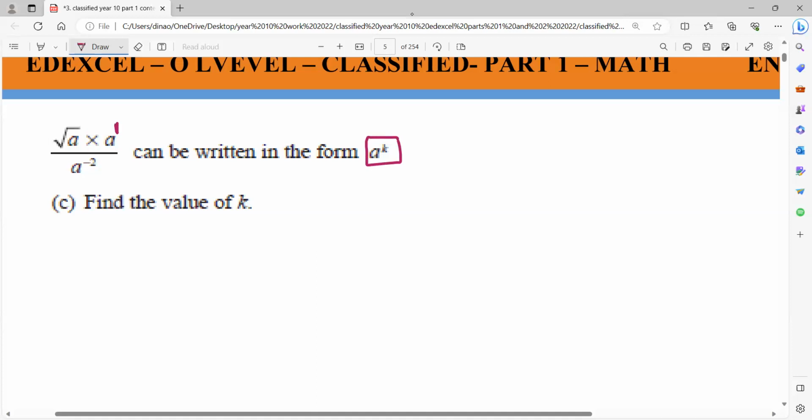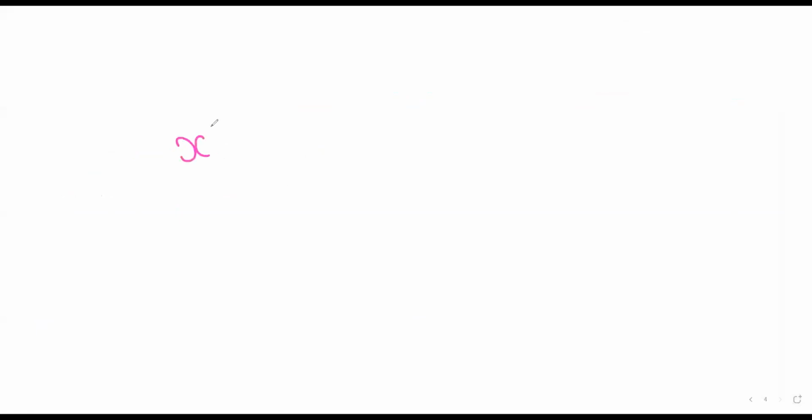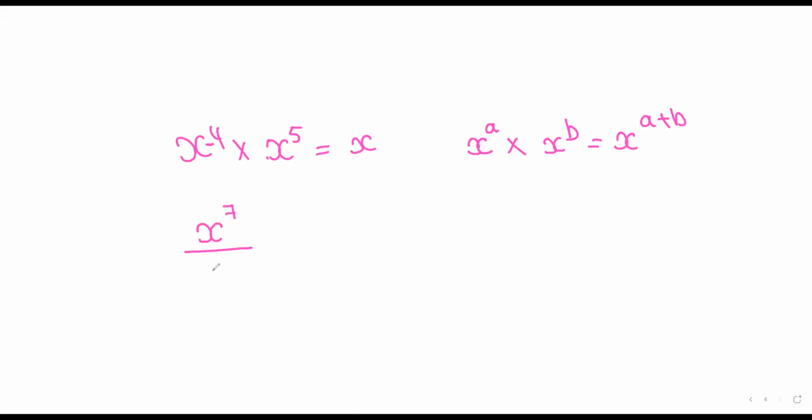Let me remind you of the basic operations that you definitely know. When we multiply, we add the powers, even if the powers are letters. For example, x to the power of a times x to the power of b, your answer will be x to the power of a plus b. That's it. Even if the powers are negative, so if this is -4 and this is 5, this changes into +1. So in multiplication, we add the powers, whether positive, negative, whatever.